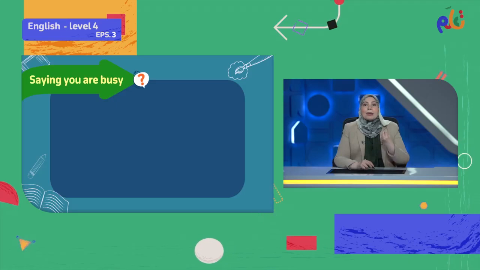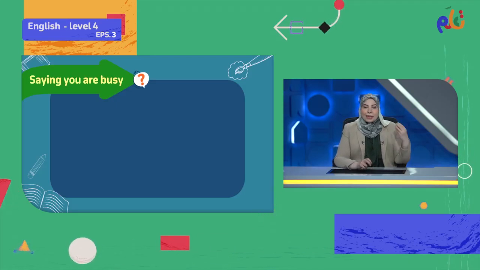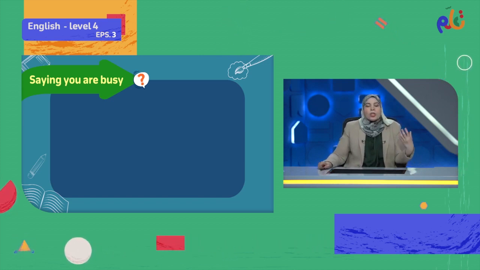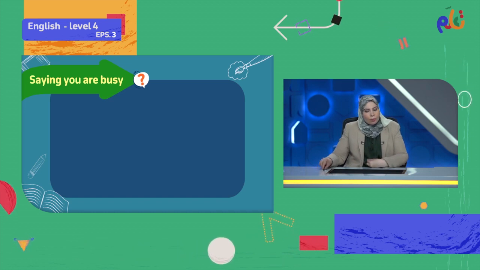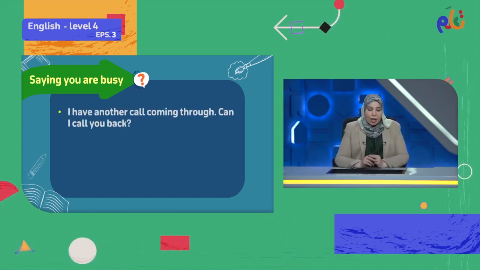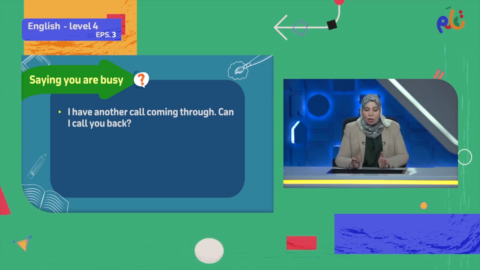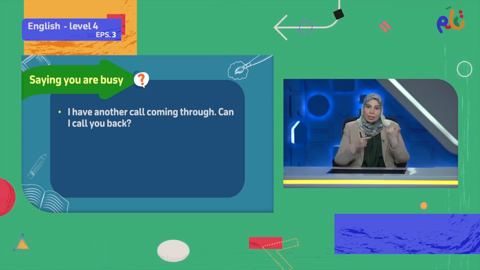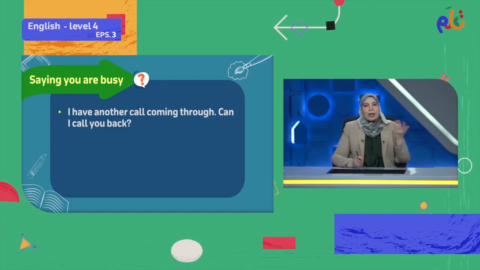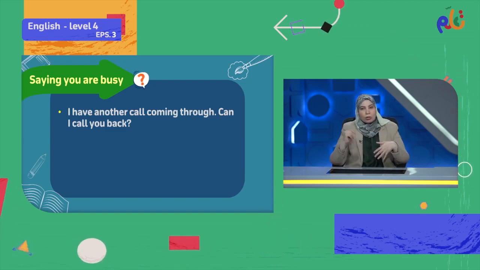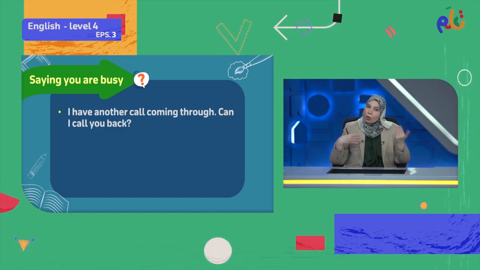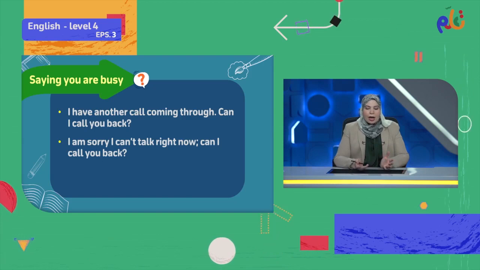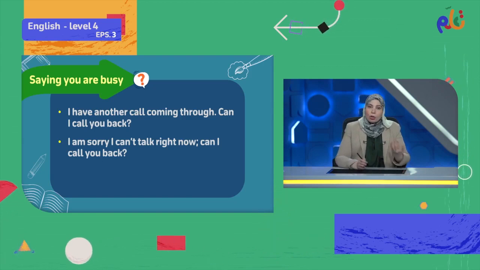is telling a person that you are busy at the moment. So your friend is calling you and you're busy, you can't speak now. So how can you tell him that you can't speak now? I can say, I have another call coming through, can I call you back? For example, if you have call waiting, so somebody is waiting on the other line, you can say, I have another call coming through, can you call me back, or can I call you back? Or, I am sorry, I can't talk right now. Can I call you back?